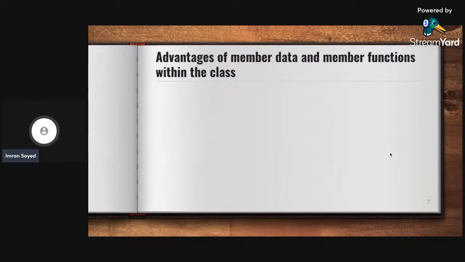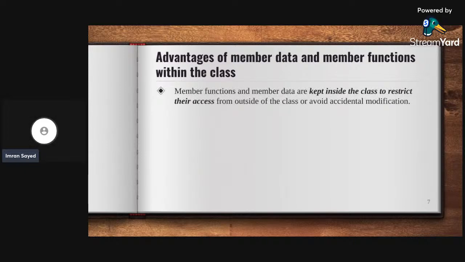Okay, so what are the advantages of member data and member functions within the class? Well, member functions and member data are kept inside the class to restrict access from outside the class and avoid accidental modification. When the functions and data are wrapped within the class curly braces, they cannot be accessed from outside the class. They are kept inside the class, so they're safe and cannot be accidentally modified by something else. And this is where the concept of data hiding comes in. Data hiding means ensuring that we keep the data inside the class.